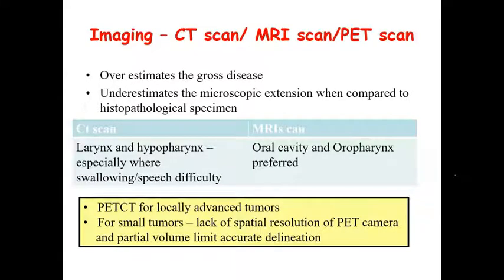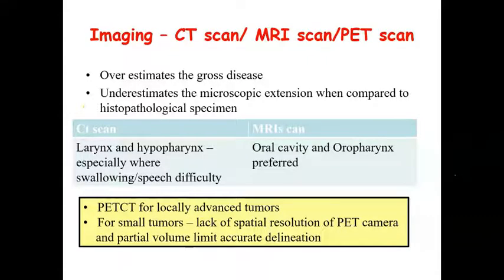Radiological imaging, be it CT scan, MR, or PET CT, we know overestimates the gross disease. This is a studied fact, but it is oblivious of the microscopic extension, because those are not visible to the human eye or imaging, and so for that we have to bank upon the histopathological reporting only. As far as the imaging is concerned, we need it to map the disease and also to find the areas of predilection of spread. So we have the preferences also.